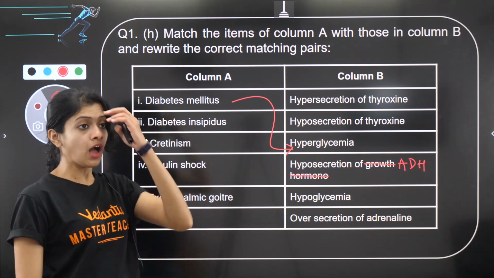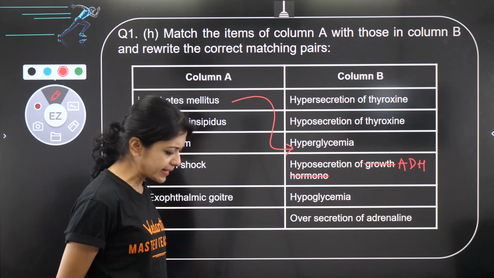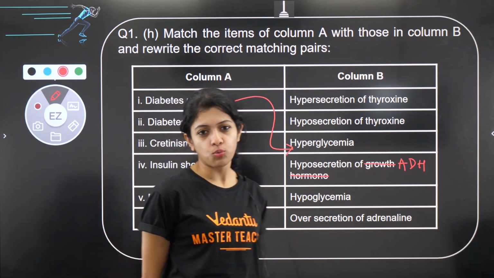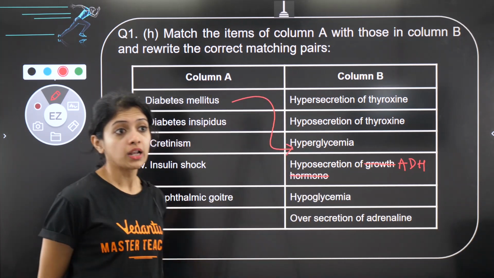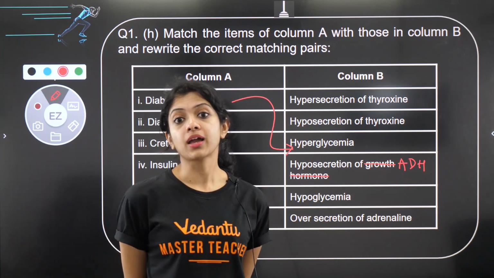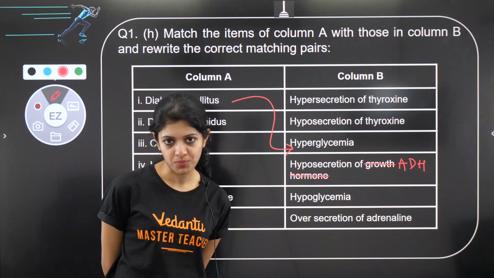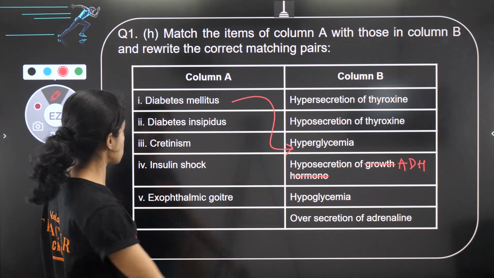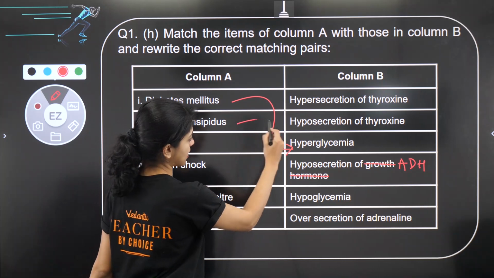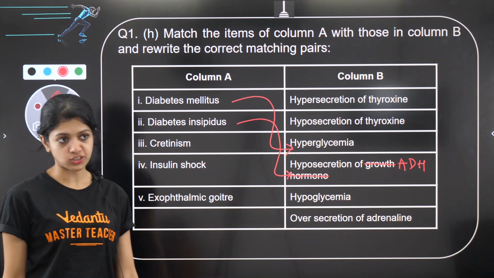Okay, what about diabetes insipidus? Now that's a completely different type of diabetes, which is because of low secretion of vasopressin, which is another hormone. It's also called the antidiuretic hormone, ADH. Okay, so diabetes insipidus can be matched to hyposecretion of ADH.